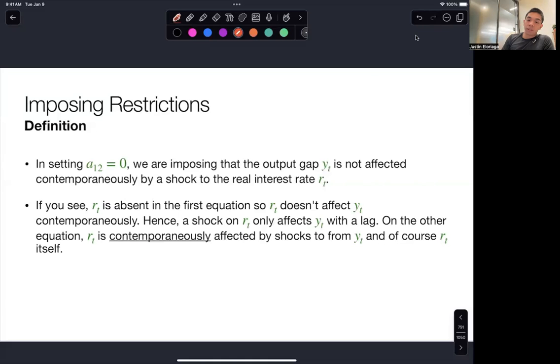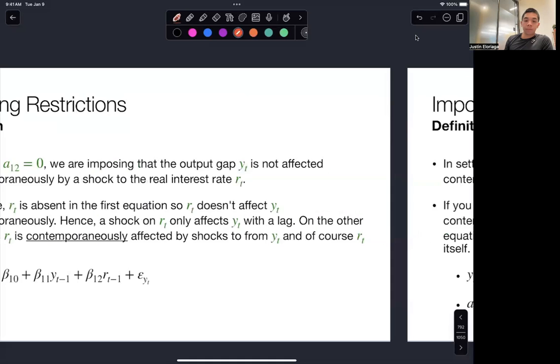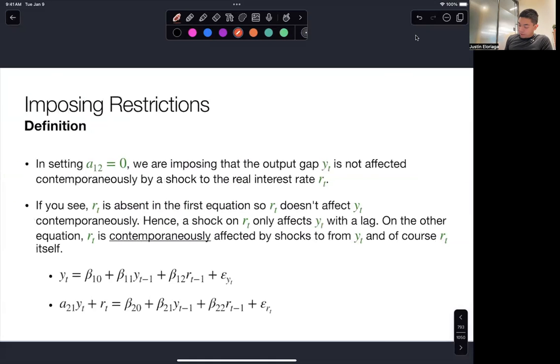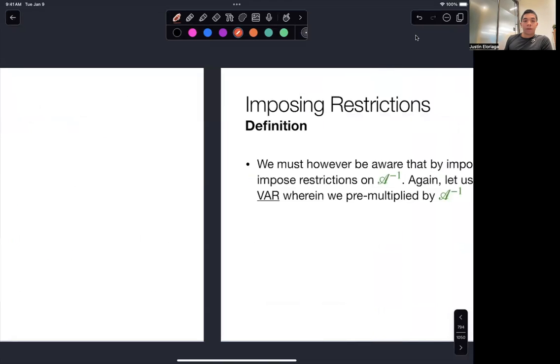In the other equation, RT is contemporaneously affected by shocks from YT and, of course, RT. So it means that if there's a shock to the output gap, it will impact RT contemporaneously, right? So that makes sense. So now this is our first equation. We lose the A1,2 part because that's going to be equal to 0 and everything else is the same. Now we can identify the model because we imposed a restriction. We go from 10 to 9. Now we have enough equations for the unknowns. This is an example of an exactly identified system, right?